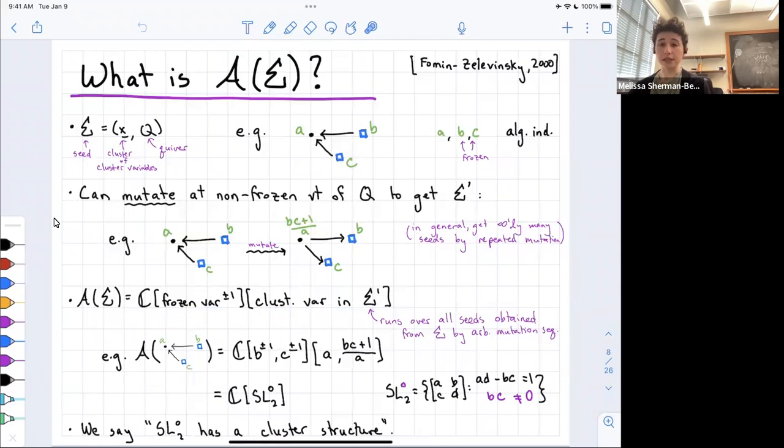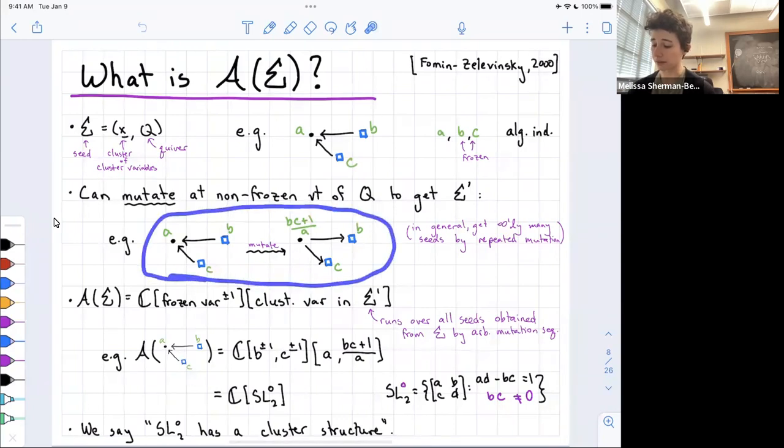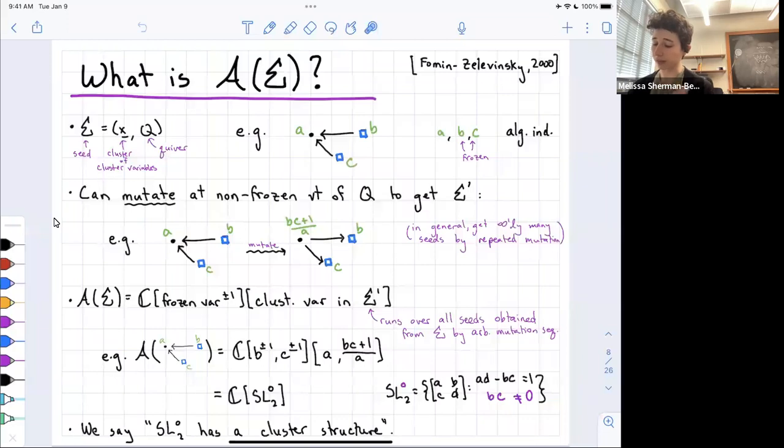Okay, so in this particular example, when I started with this seed, I mutated to get this one. It turns out that mutation is an involution. So if I mutate again, I just get back here. So these are the only two seeds I see. And that means that my cluster algebra is generated by all of the variables I see in either of these two seeds. So A, B, C, and BC plus 1 over A, together with the inverses of the frozen ones. So I also throw in B inverse and C inverse. Okay, so that's my cluster algebra.